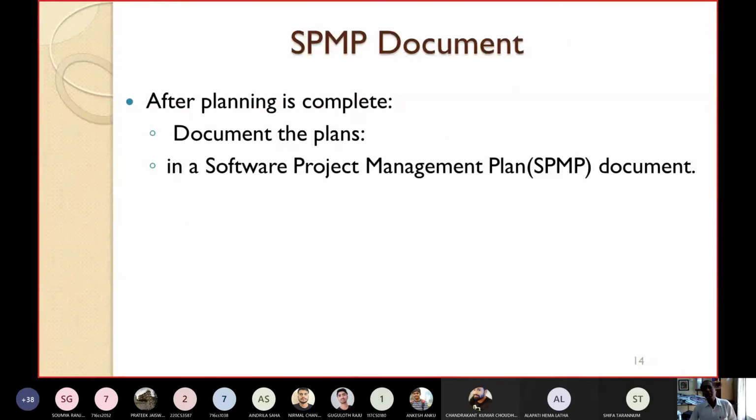I have already told you, in any software development lifecycle model you follow, at the end of one phase you will get some document. Like after requirement analysis, the document you get is the SRS document. After design, you will get DFD, UML diagrams, data dictionary, etc. After coding, the code itself. After testing, the test report, like that.